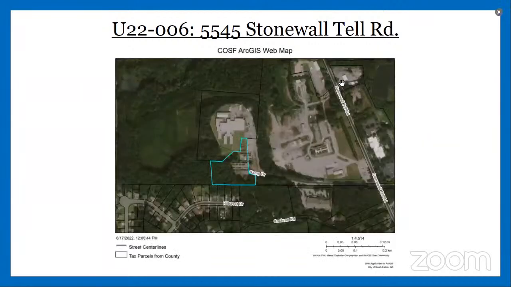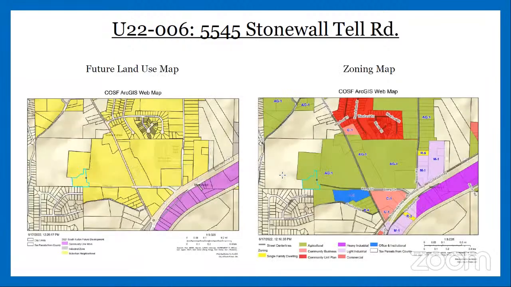This is where the site is. This is Stonewall Tell Road here, and the entrance would be on Camp Drive. This is where the school would be. You should know this was previously a school and it's been vacant and abandoned for a number of years, so the applicant is using the existing building and coming in for a renovation. This is the future land use map. Future land use is suburban neighborhood, and the current zoning is AG1.